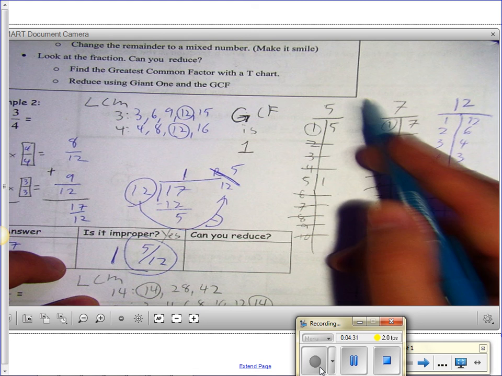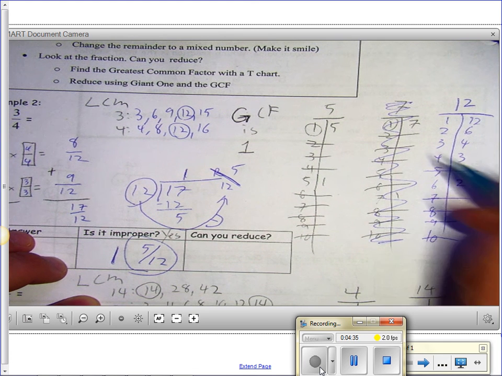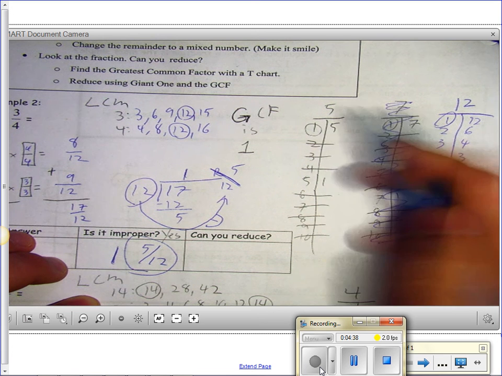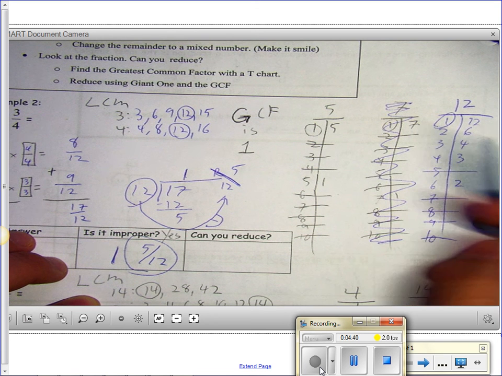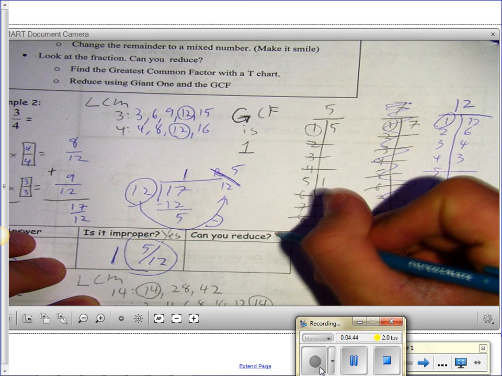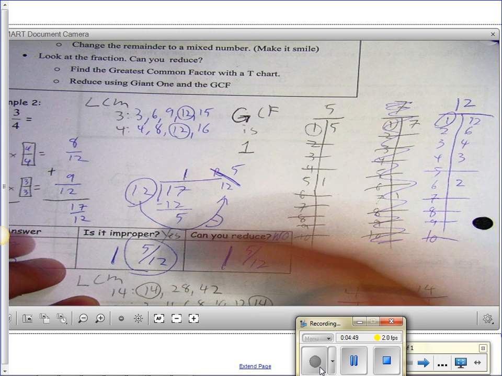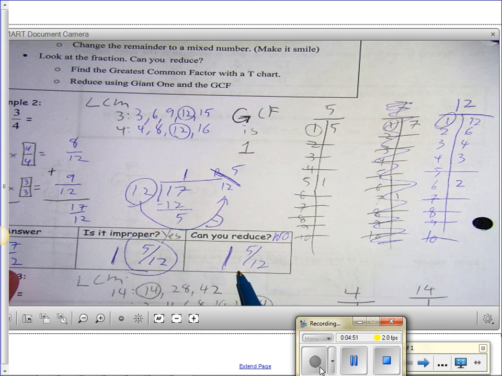Looking at the 5 and the 12, I can tell that my greatest common factor is 1, because there's no number bigger than 1 that appears in both T-charts. So the answer to can you reduce is no. And your final answer should be 1 and 5/12. This is the simplest way to write 17/12, which was your first answer.